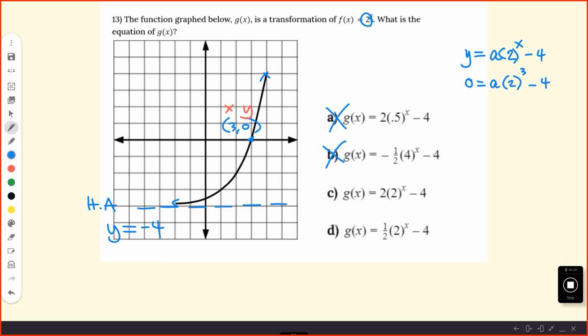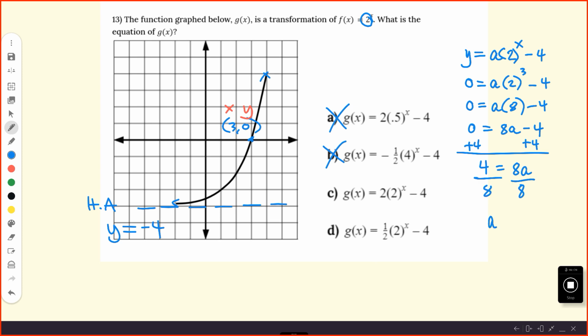All right, so what is this? 0 equals, what is 2 to the power of 3? 8, and then minus 4. So I can write this as 0 equals 8a minus 4. I can add 4 to both sides, so this is 4 equals 8a. Divided by 8, what is the value of a? A half, right? So D. Yes, that is correct. You're correct.